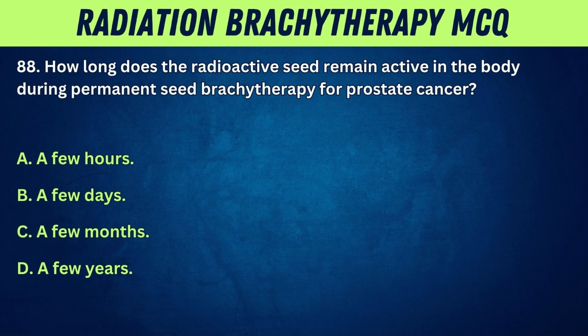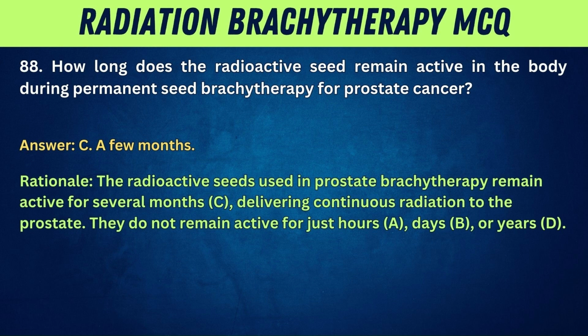88. How long does the radioactive seed remain active in the body during permanent seed brachytherapy for prostate cancer? A. A few hours. B. A few days. C. A few months. D. A few years. Answer: C. A few months.